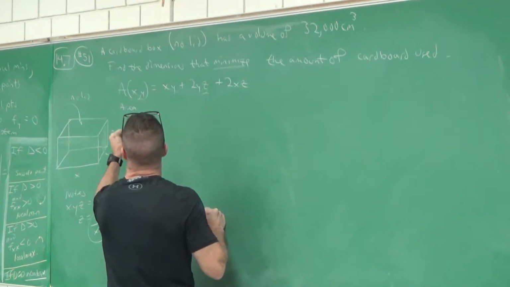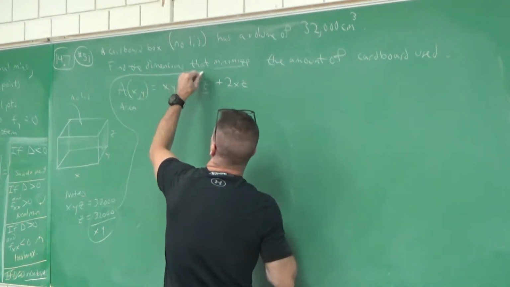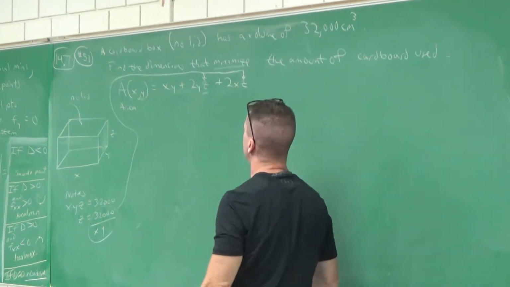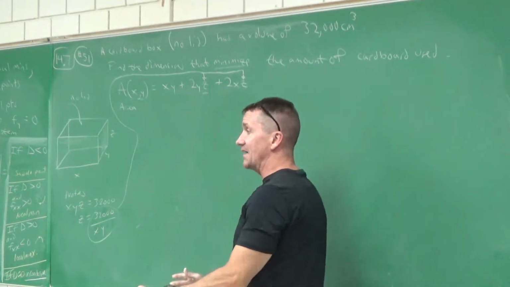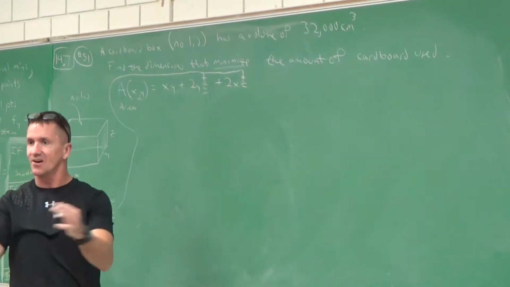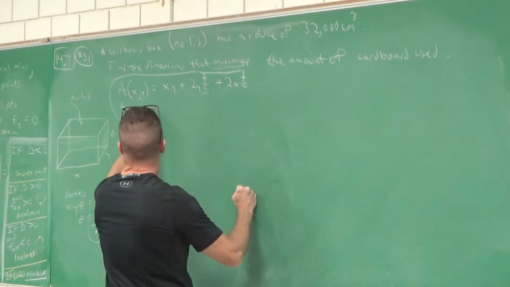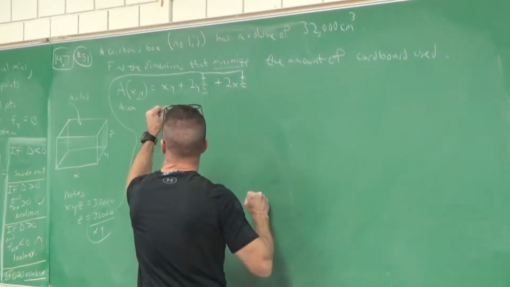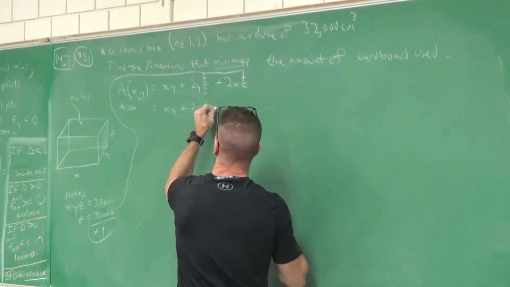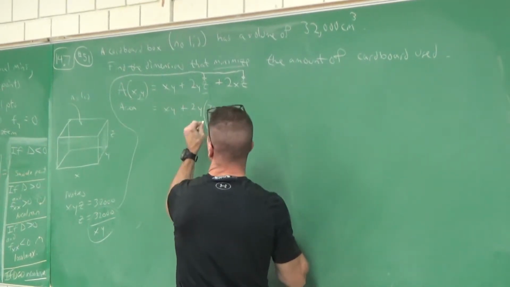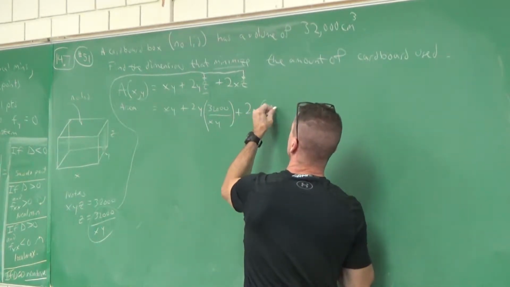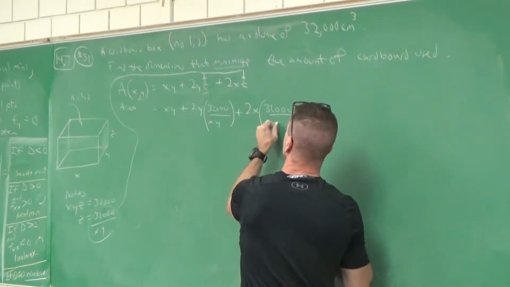Here it goes. I'm going to put you right there, and I'm also going to put you right there. And I have yet to do this. I haven't even gotten to this yet. We just got to get it all in terms of two variables. All right, so now I have area equals XY plus 2Y times the parentheses 32,000 over XY plus 2X times 32,000 over XY.